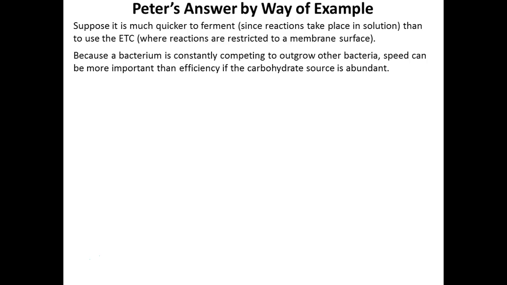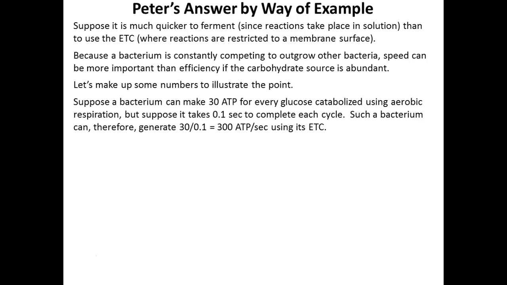If you have a lot of sugar, it's actually quicker to break it down via fermentation than it is through the electron transport chain. So even though it generates less energy, if you can do it faster, you could actually generate more energy, right? For example, suppose you could get 30 ATP from every glucose metabolized aerobically. We talked about this last time. Suppose it takes 1/10 of a second to do that. So within a second, they could produce 300 ATPs.